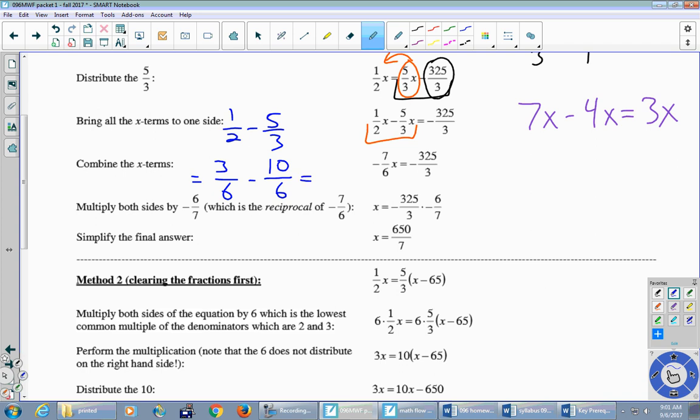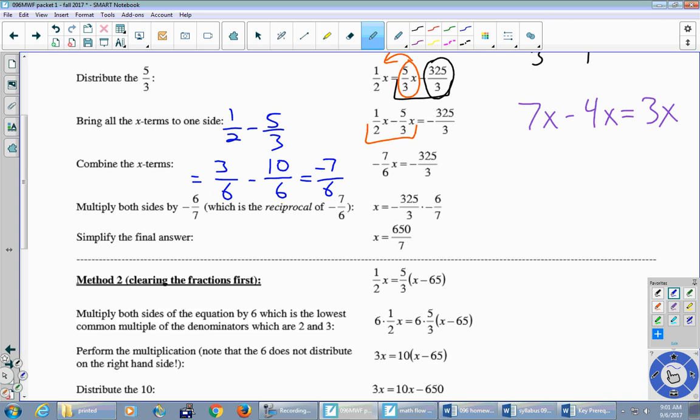Okay, upstairs, 3 minus 10 is -7. Downstairs, do we do 6 minus 6? I sure hope not. That would be dividing by 0, which is a problem. What's the new denominator? 6, right? We don't do anything to that. So we get -7/6. But remember, it was just an example of like 7x minus 4x.